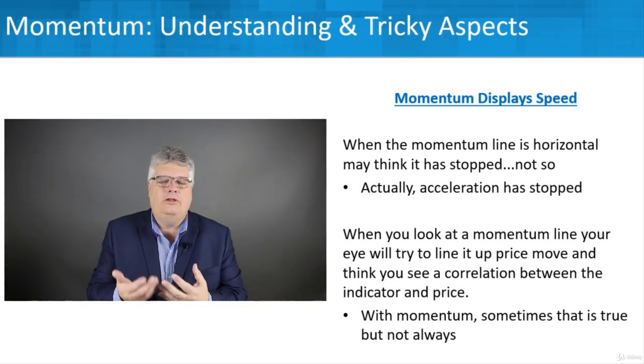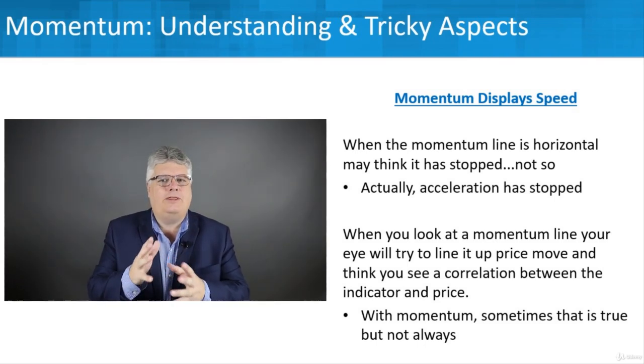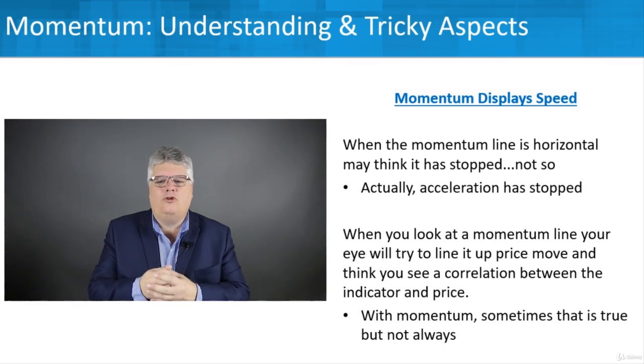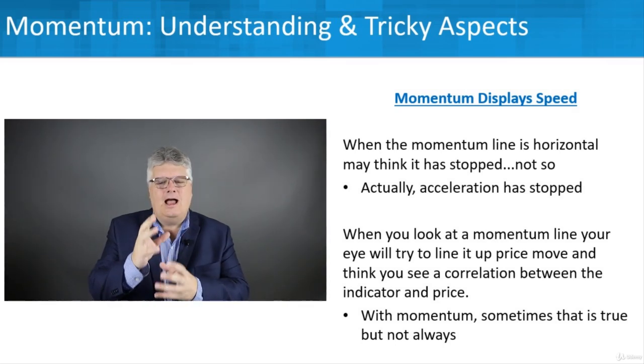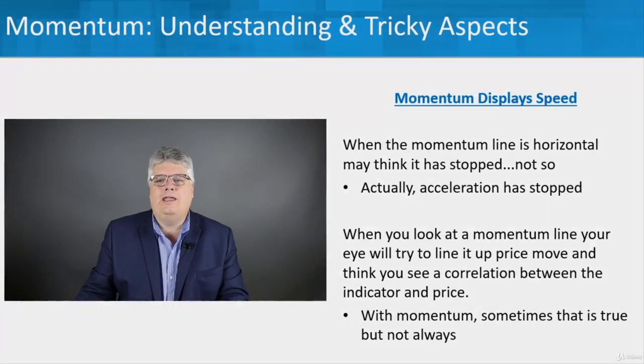And that's the other thing: when you look at momentum, your eye will naturally line up with the price. That's okay. We did a little bit of that in a previous lesson. You think there's a strong correlation to what you're seeing on the chart, and that can be true for sure. That's the whole idea of using momentum, but it's not always an exact lineup, as we learned. So that's something to be aware of when you're looking at momentum.